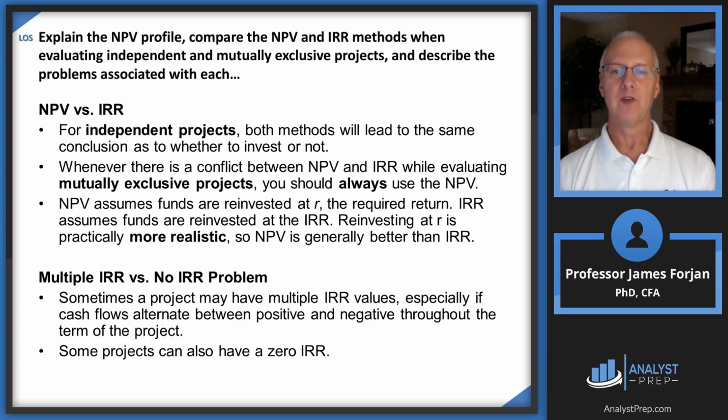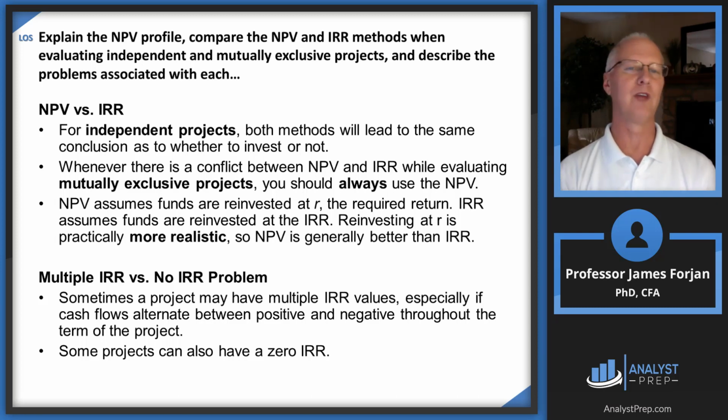But when there is a conflict, sometimes when you're evaluating mutually exclusive projects, let's go back to our plumber example. Suppose that both projects have a positive NPV, but plumber 1 has an NPV of 100 and plumber 2 has an NPV of 80. And then plumber 1 has an IRR of 9 and plumber 2 has an IRR of 11. What do you do when the IRR method and the NPV method disagree with each other? And by the way, this can only happen when projects are mutually exclusive.